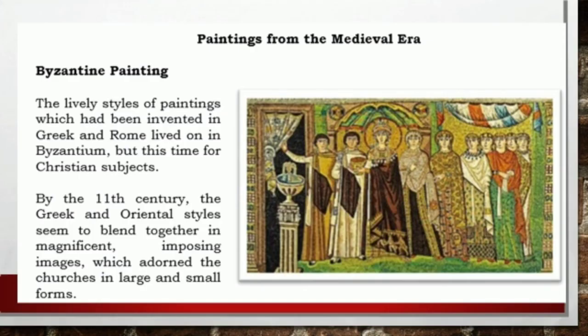Next, paintings from the medieval era. Byzantine painting. The lively styles of painting which had been invented in Greece and Rome lived on in Byzantium, but this time for Christian subjects. By the 11th century, the Greek and Oriental styles seemed to blend together in magnificent, imposing images which adorned the churches in large and small forms.